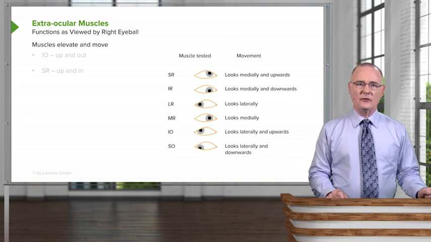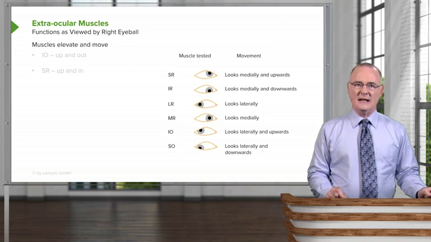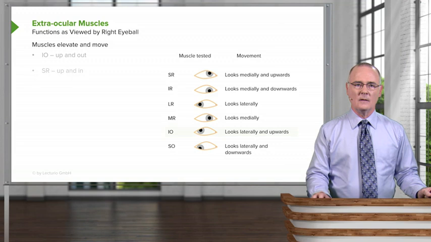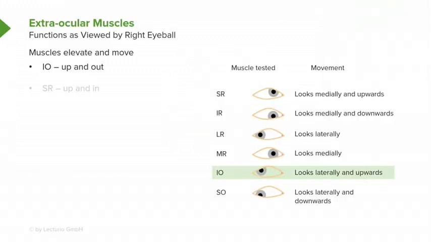First, we're going to look at muscles elevating and moving the eye in or out. First up is the inferior oblique. This will move the eye up and out or laterally. Next is the superior rectus, depicted here. It will also move the eyeball up, but it's going to move the eyeball in or medially.